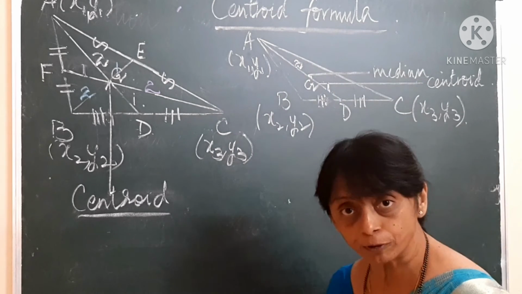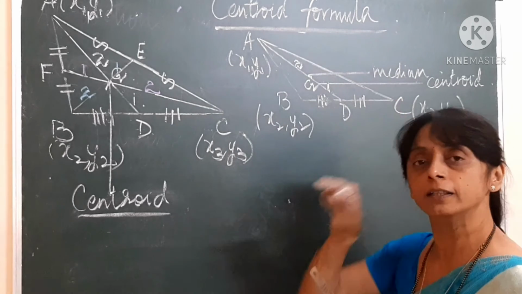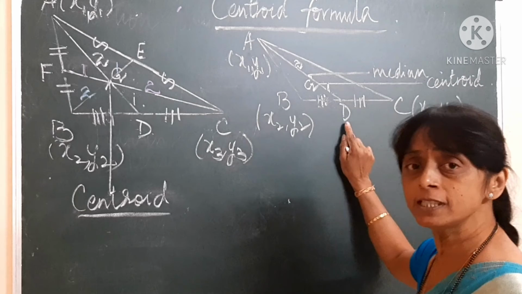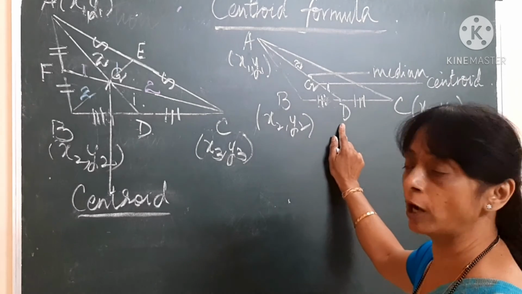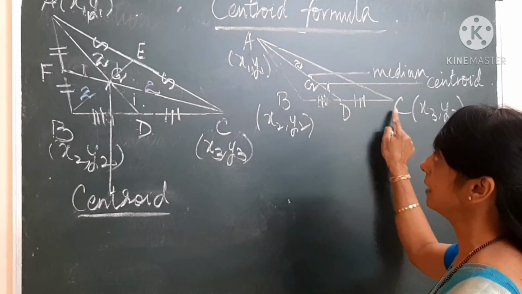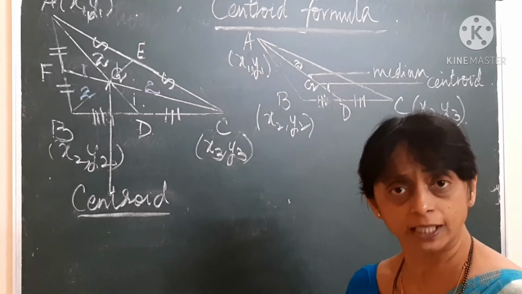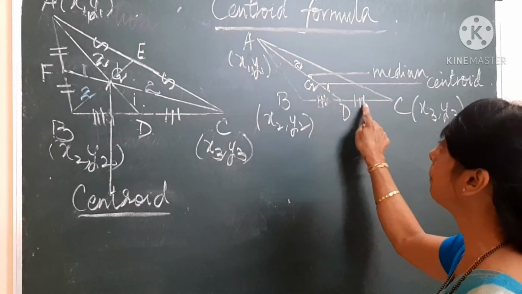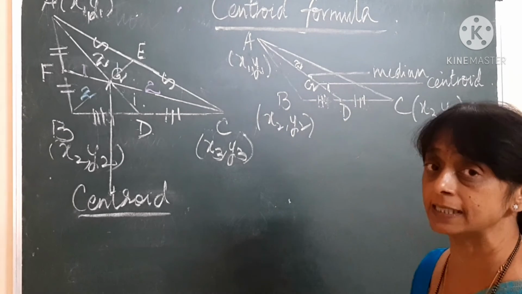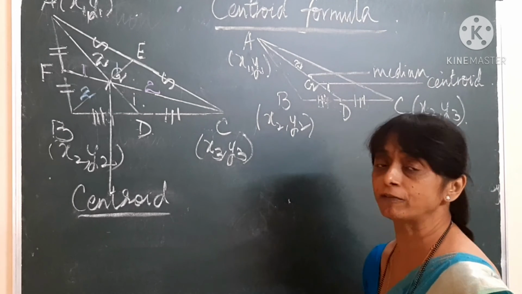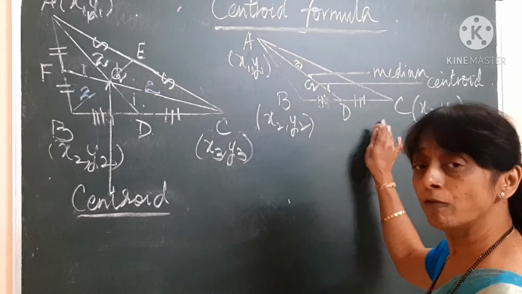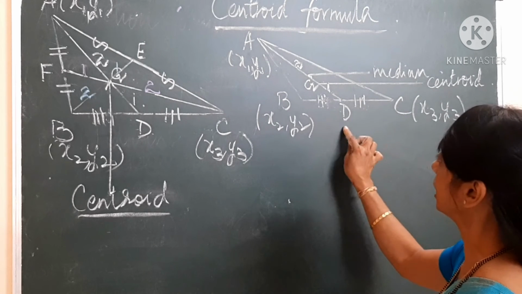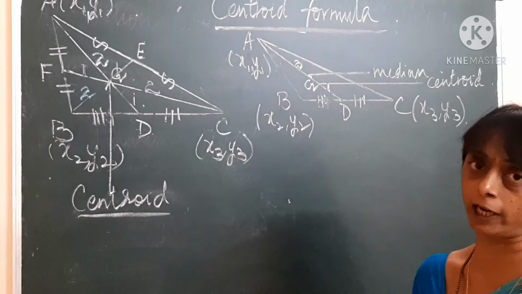Now children, let's proceed to get the centroid formula. Let us first observe point D with respect to BC. What is point D? It is the midpoint of BC, because AD is the median. And what does a median do? It is a line joining the vertex of a triangle to the midpoint of the opposite side. So D is the midpoint of side BC of triangle ABC. What formula will we use to get the coordinates of point D? It will be only the midpoint formula.